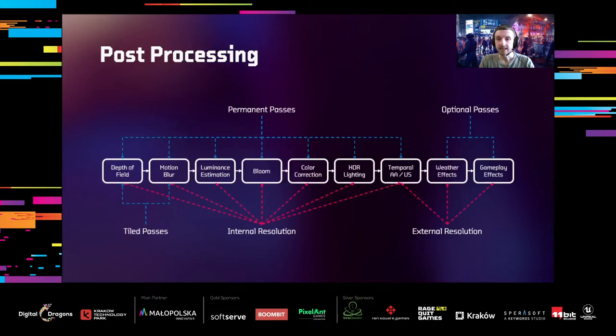Finally, the post-processing stack appears at the very end of the frame generation. Our post-processing stack contains a number of permanent and optional passes. Permanent passes run each frame and their visual appearance is controlled by input parameters, which make them visible or not. And optional passes, on the other hand, are driven by gameplay logic and can be switched on and off.